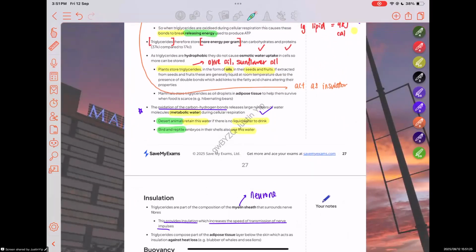They will act as our insulation. And triglycerides, they will store in adipose tissue. So adipose tissue below the skin acts as insulation against heat loss. So what is adipose tissue? Try to use your finger to pinch your arm. The part that you pinch is what we call adipose tissue.